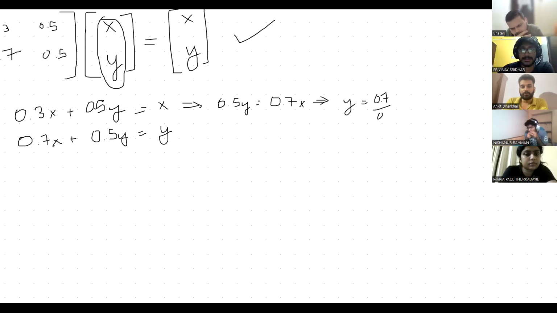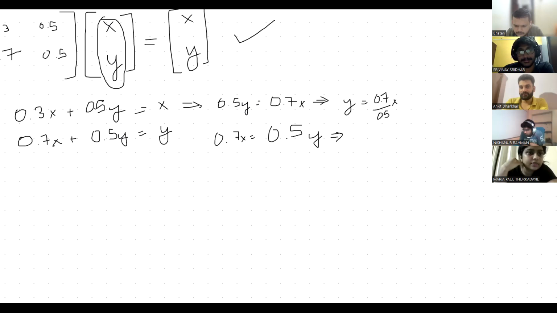Now similarly for the next equation, this is simply 0.7x is equal to 0.5y. Usually when you do this, you just substitute y is equal to 0.7 by 0.5x right here. If we do subtraction, the amount of calculation will decrease. So you want to reduce it, that's okay. So 0.7x is equal to 0.5y, and here also y is equal to 0.7 by 0.5x.